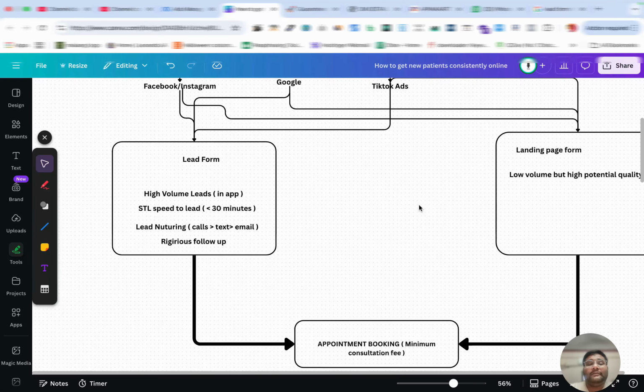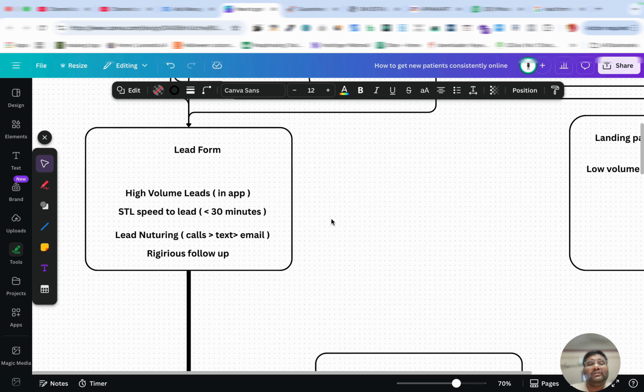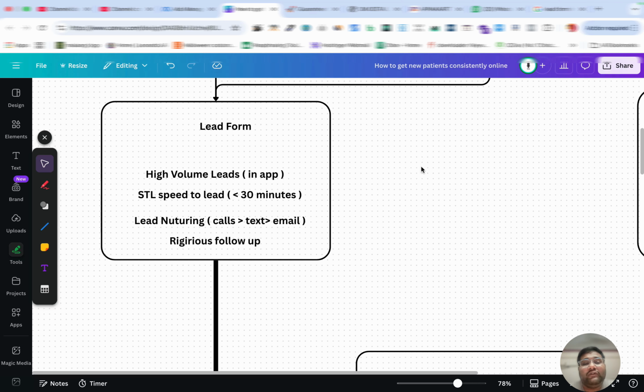For starting, for most of the clinics who work with me, I suggest the lead form, because first we need to get initial clients and through nurturing we can build on them. Here the cost per lead is very low when compared to the landing page form lead. We can use both, but I recommend the lead form because it is enough. The friction for the patient who is looking for the particular treatment is very low, so here we will get high volume.